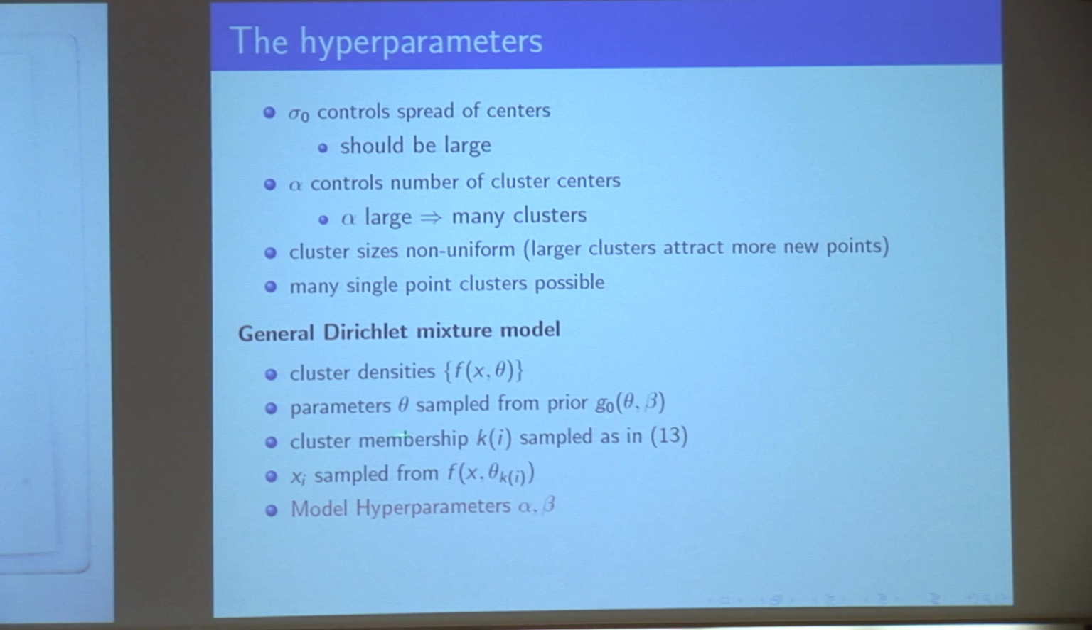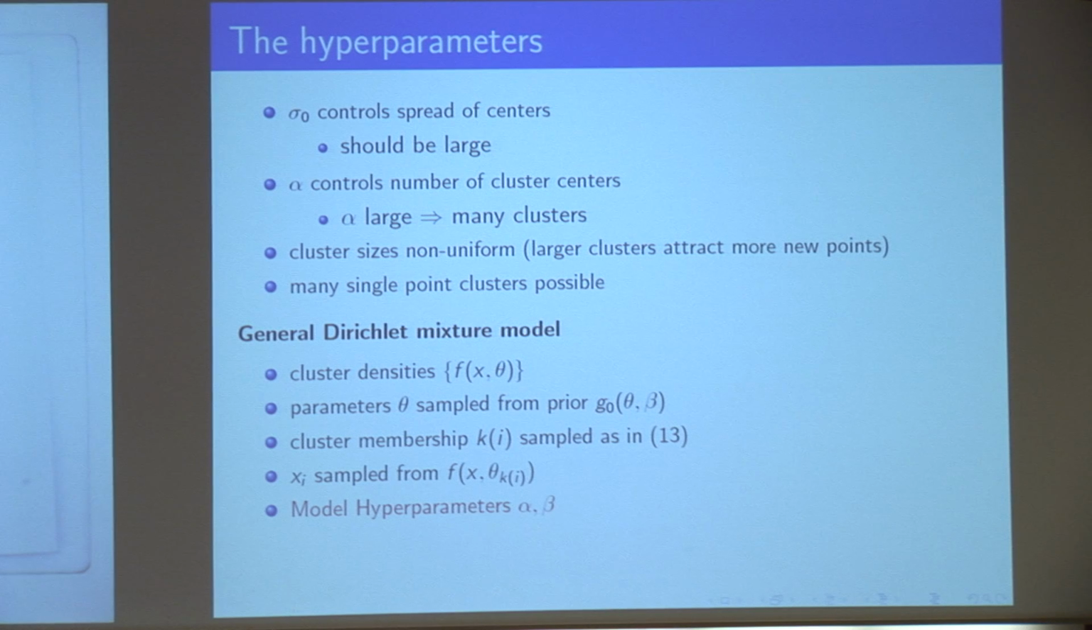Then, of course, the sampling of the clusters doesn't change. X is sampled from F. And so I'm going to call alpha and beta the hyperparameters of the model. So it has two hyperparameters if I don't take into account G0, which is also a parameter, but it's a function parameter. So this is the sampling model. This is what I assume.